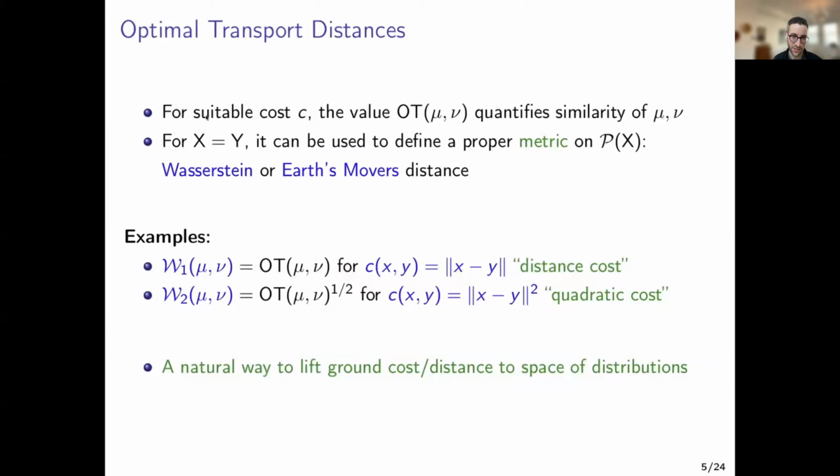So that is the one Wasserstein distance. And the most popular example is the quadratic cost. So we take the square distance, then we have to take the square root at the end to make the triangle inequality work. And this is the 2-Wasserstein distance.